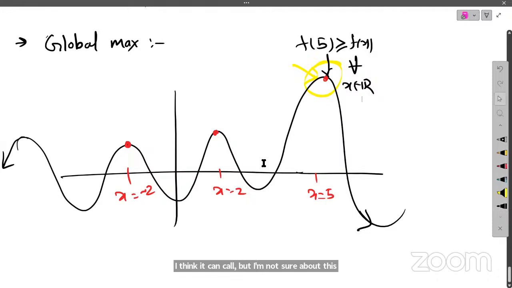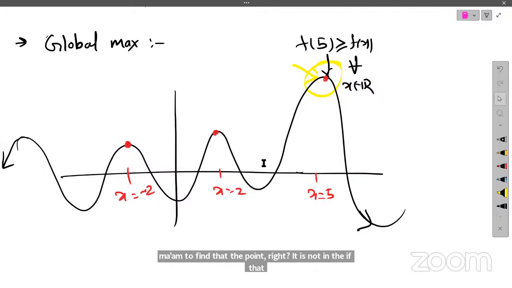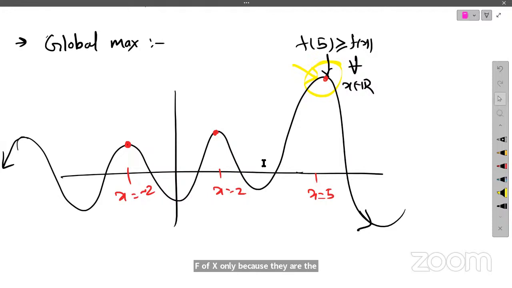And all these values, ma'am, we need to apply to f of x only, correct, ma'am, to find the point? It is not in the f dash. Right. Okay. No, f of x only, because they are the maximum and minimum values of function f, not f dash. Okay, ma'am.